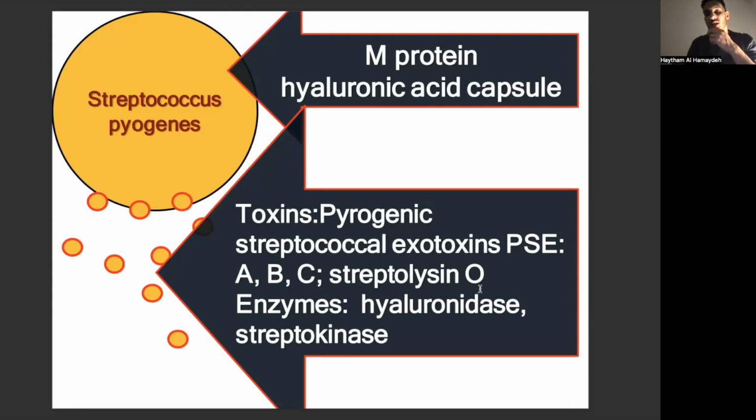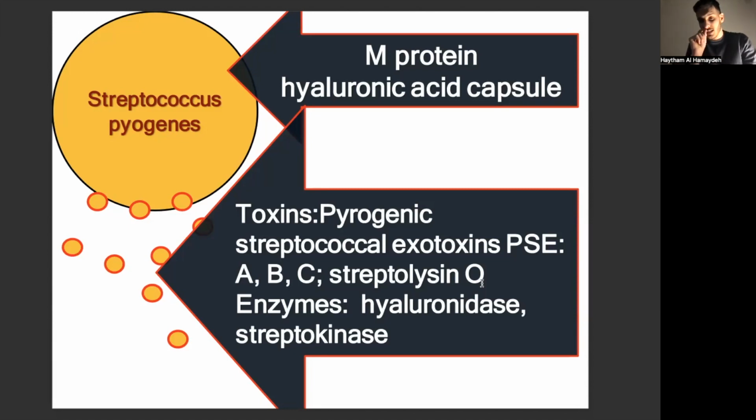Streptolysin is what causes the, I forgot. Just give me a second. Streptolysin, I think it's related to the hemolytic activity as far as I remember. Yes. So streptolysin is what causes the hemolytic activity here. Streptococcus pyogenes is beta hemolytic, so that's why it's able to break down all of this.